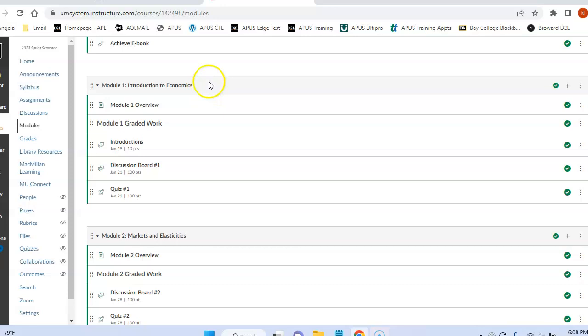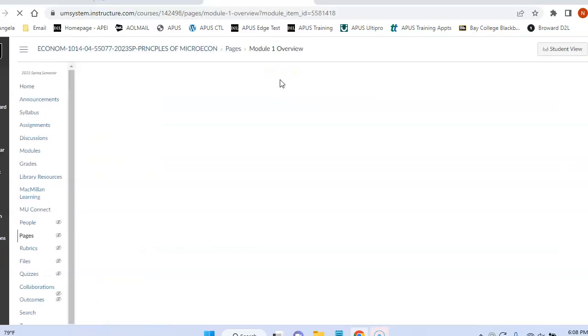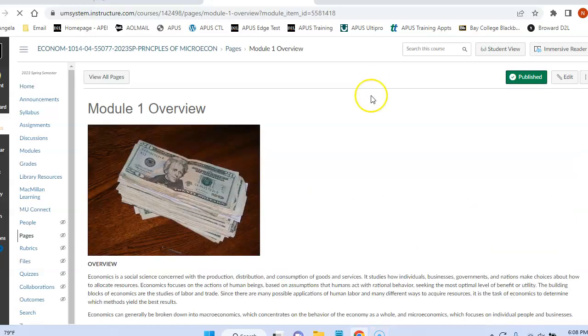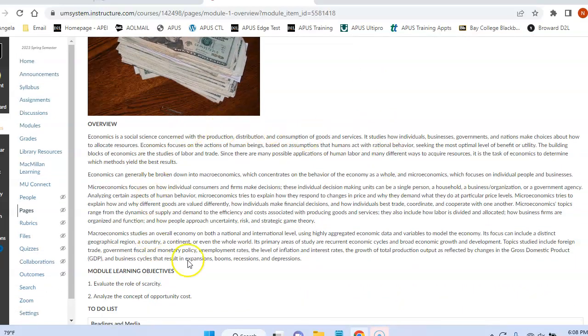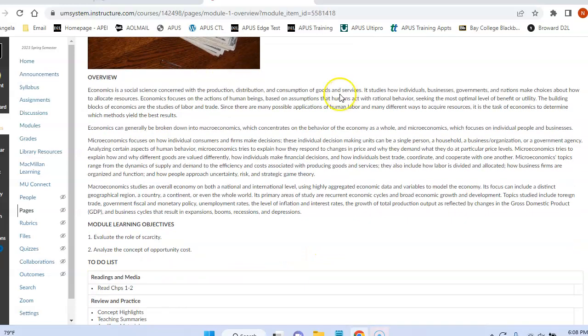Here's one of my modules, Introduction to Economics, the same one that I have on the course map. If I click on Module 1 Overview, I have the graded work, and we'll go through each of them. So what I do here is I add my information on what I'm looking at, a little overview.